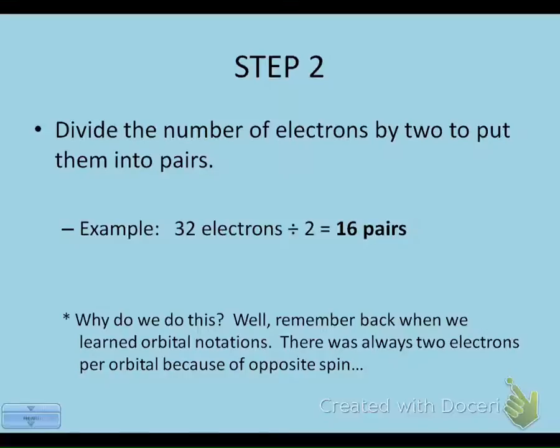Step 2 is to divide the electrons by 2, and that puts them in pairs. We're going to assign them as pairs, ultimately. Pairs will either be bonding or non-bonding. That makes sense because when we learned orbital notations and such, we always learned that in any orbital, that includes bonding orbitals, there are always going to be 2 electrons, an up and a down, if you will.